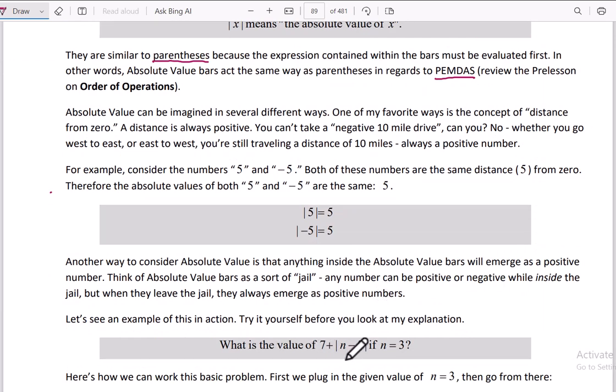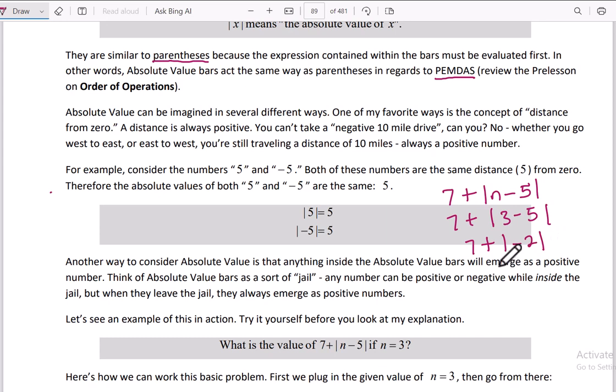What is the value of 7 plus the absolute value of n minus 5, if n is 3? So let's solve this. I hope this is not going to be confusing for you. If n is equal to 3, we have 7 plus the absolute value of 3 minus 5. What's 3 minus 5? 3 minus 5 is negative 2. So we have 7 plus the absolute value of negative 2.